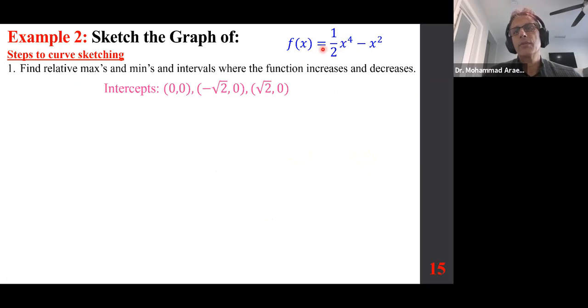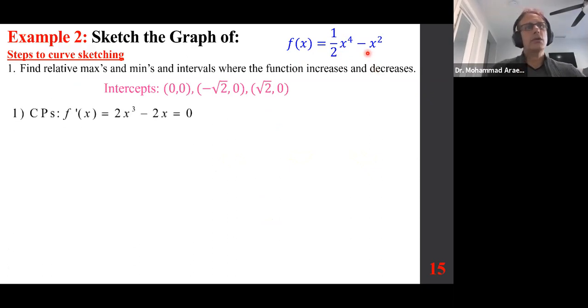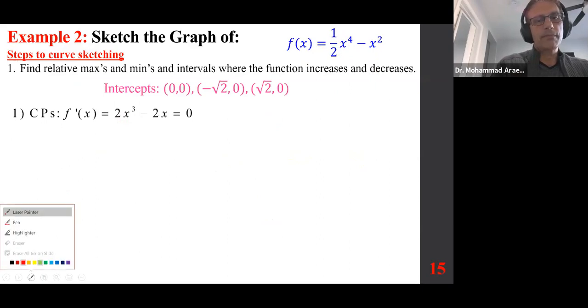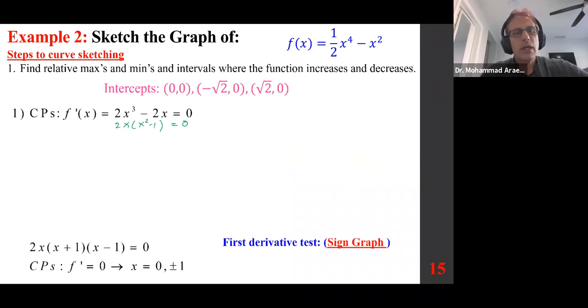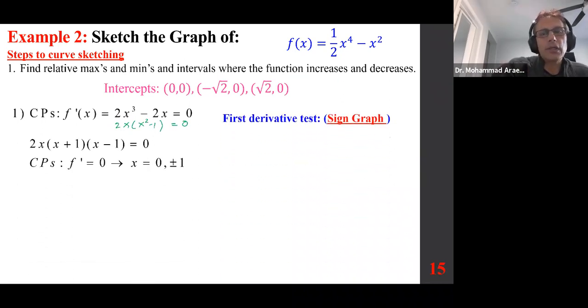When you take a derivative, 1/2 times 4 makes it 2x cubed minus 2x. You set this equal to 0 by factoring the 2x out. So you've got to take the 2x out. x squared minus 1 factors into (x plus 1)(x minus 1), resulting in 3 answers. This one gives us 0, this one gives us -1, this one gives us +1.